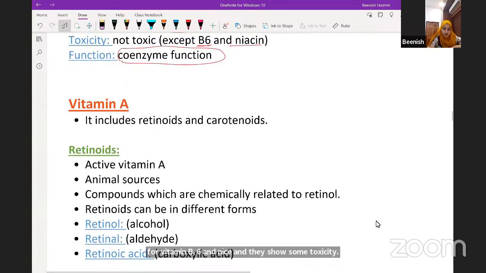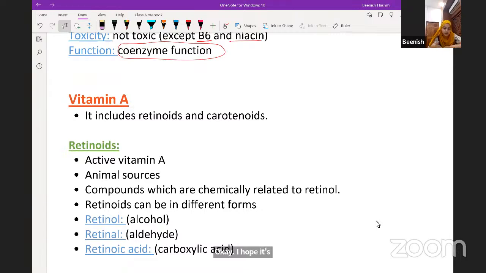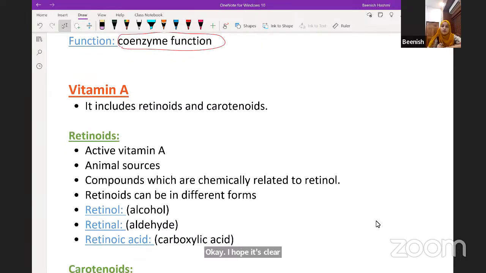Okay. I hope it's clear. Now moving on to vitamin A. So we'll be talking about vitamin A now in detail.